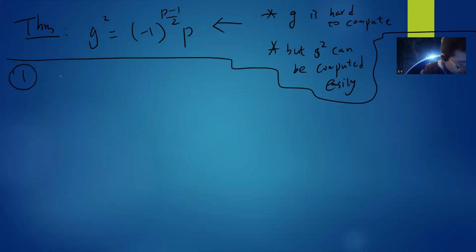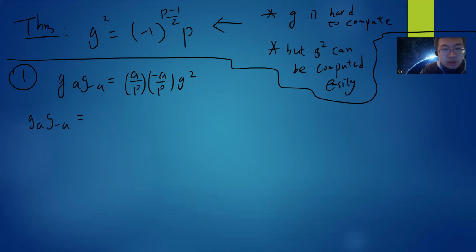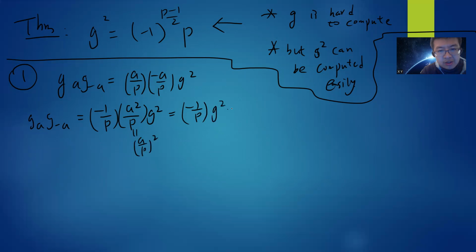Okay, the first thing that I want to say is that you can define G_a G_(negative a) as (a over p)(negative a over p) G squared, right? By my previous lemma, right? So this tells me that G_a G_(negative a), since it's multiplicative, I can collect (minus 1 over p) and (a squared over p) G squared. And this (a squared over p) is always 1, because this can be written as (a over p) to the power of x squared. So we have this, just from one side.